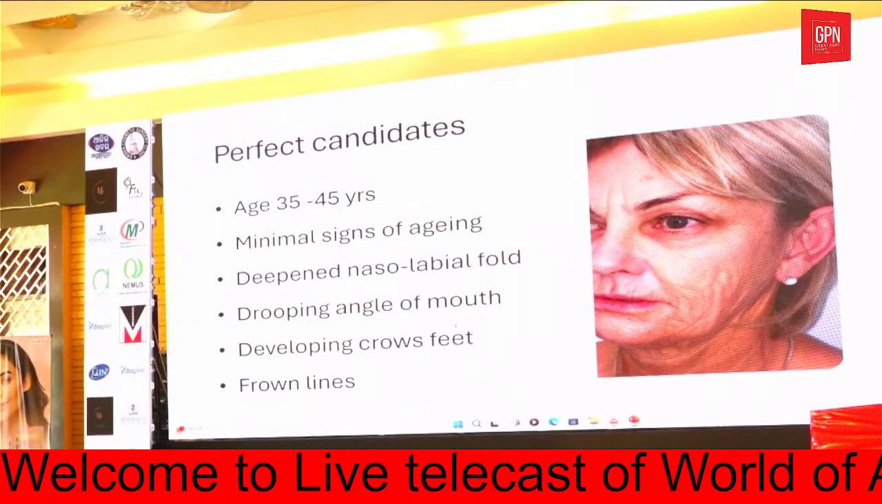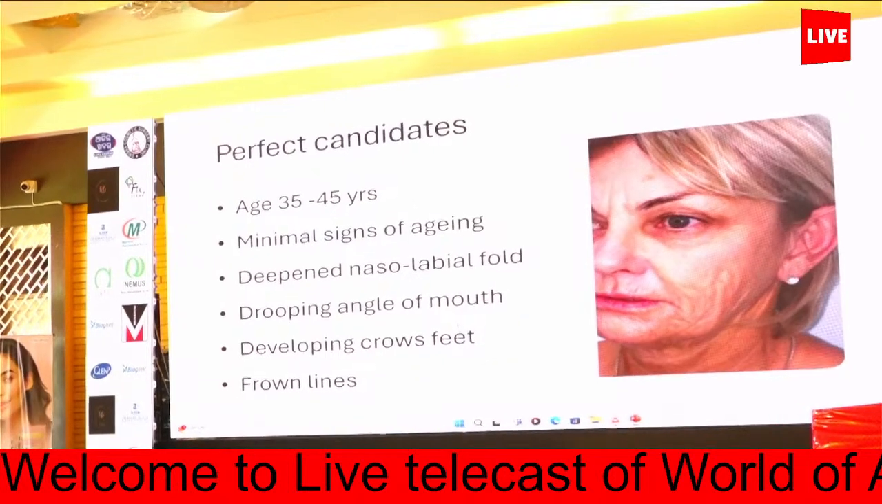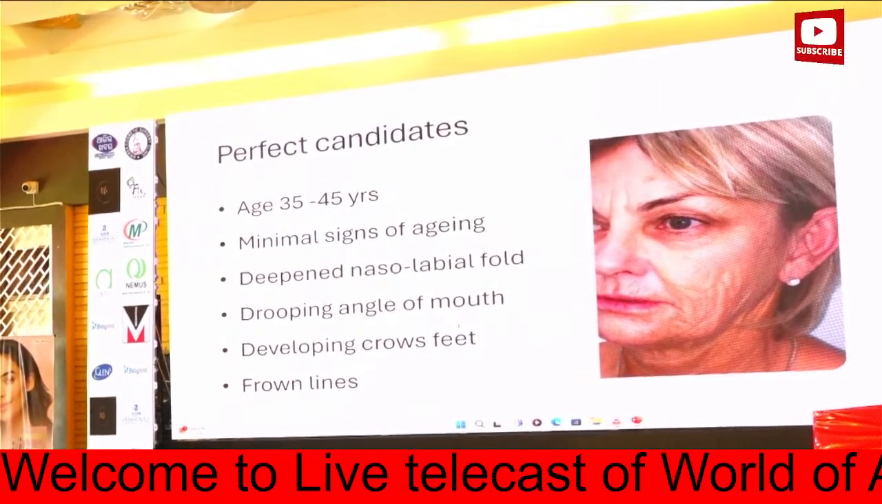So who are the candidates on whom you should perform these procedures? The perfect candidate is a lady between 35 to 40 years of age. However, any age is not a contraindication as long as the patient is fit for surgery. So the age is 35 to 45. In patients of this age, minimal signs of aging are coming up. That means there is a deepening of the nasolabial fold, drooping of the mouth, developing crow's feet and frown lines. So just when the aging process begins to be revealing, we should start working there and then.